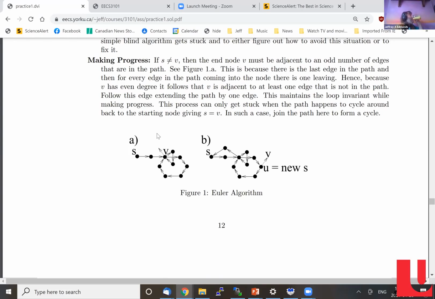So now Euler is saying, if every node has even degree, then you can do it. Right? Because you can keep going. Right? Does that make sense?